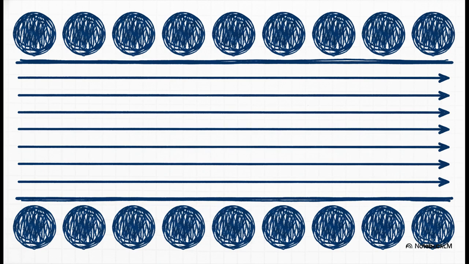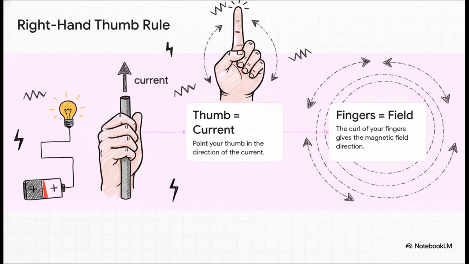And how do we draw that? We show it with parallel, straight lines that are equally spaced. So to summarize this section, the shape of the conductor directly controls the pattern of the magnetic field. Okay, we know the patterns, but how do we figure out the direction of the magnetic field?